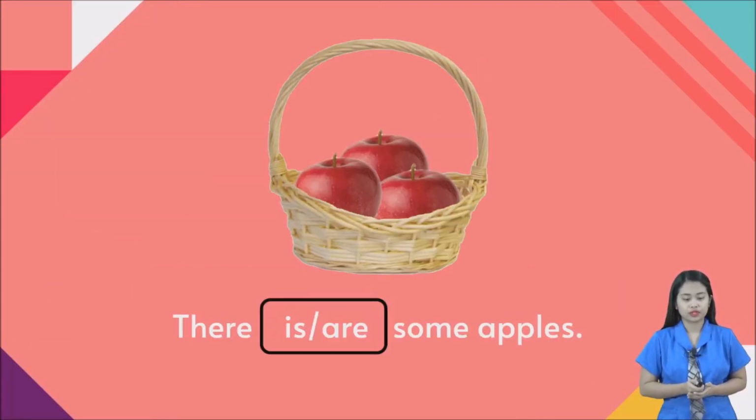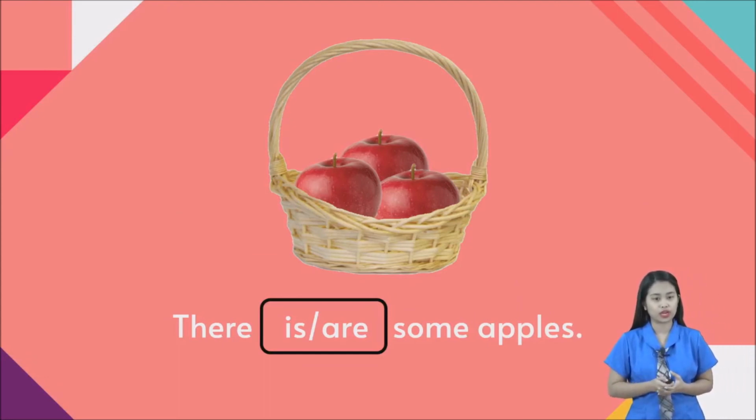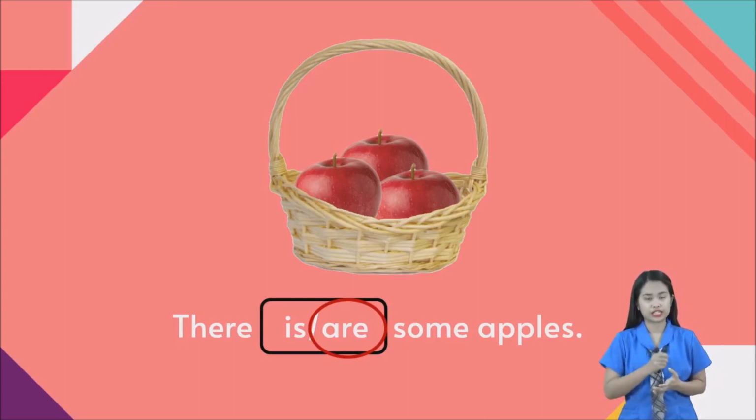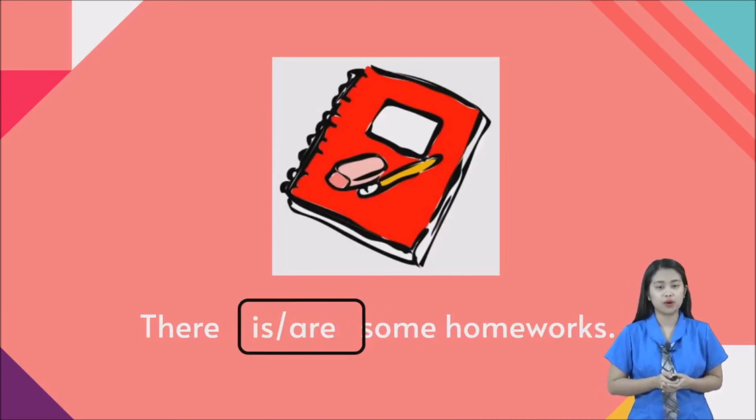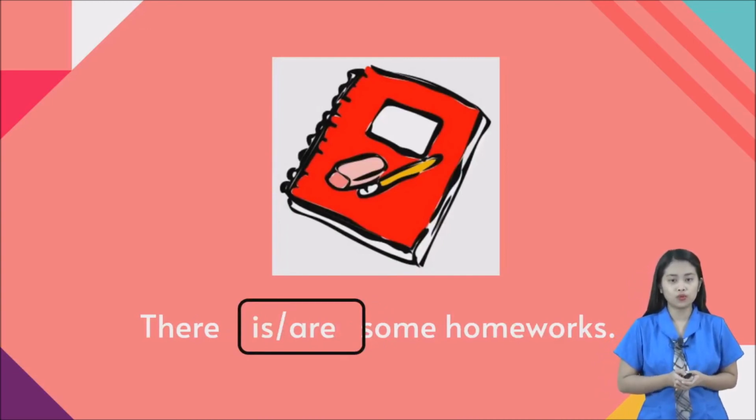Next, now open your books on page 35 and we will answer number 1. There blank some apples. Is it is or are? There are 3 apples there and they are plural. So we are going to use are. Just encircle it. Number 2, there blank some homeworks. As you can see, homeworks have S there, so it is in plural form. So is it is or are? Very good. It is are again because it is in plural form.